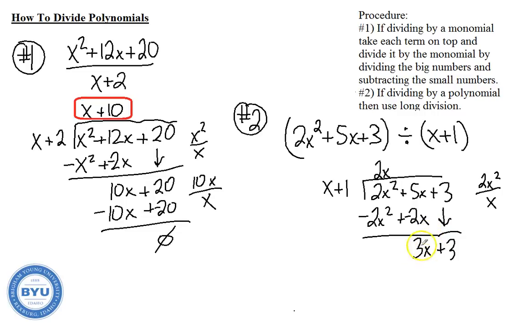We'll then divide the outside numbers again. 3x divided by x. Well, the x's just cancel out. That leaves me with 3. And we'll multiply the 3 to these two values out here to get 3x plus 3. And when we subtract, once again, we're left with no remainder.